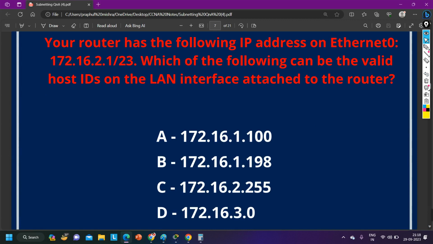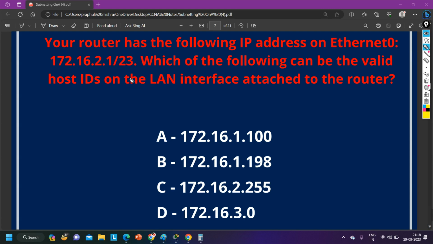Your router has the following IP address on Ethernet 0: 172.16.2.1/23. Again, this is a valid IP address, and which of the following can be the valid host ID? Host ID means a valid IP address on the LAN. So this is the IP address of the router interface, and it's asking for one more valid IP address.